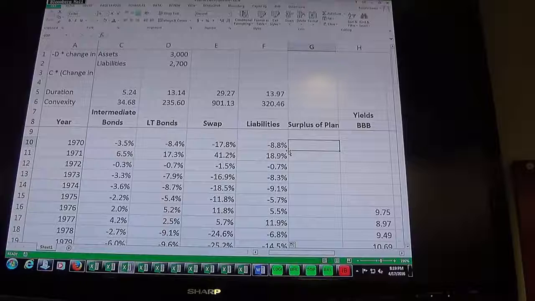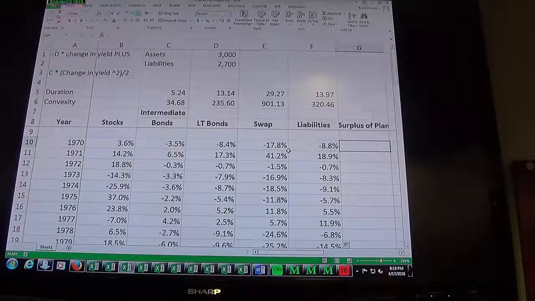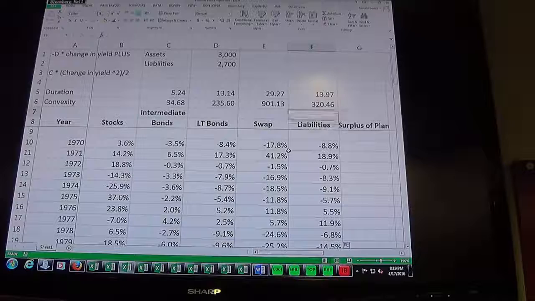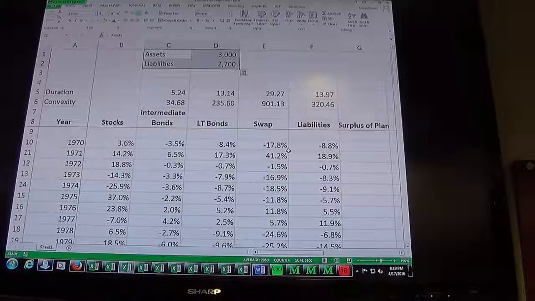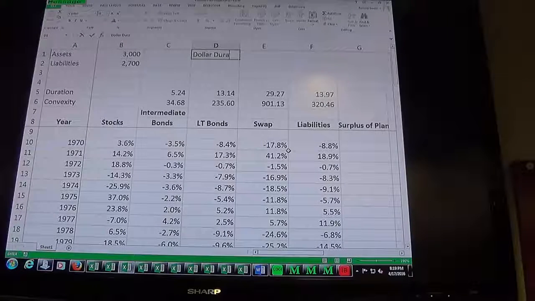This is the tricky part. You may have to set this up in dollars. I'll have to turn it off and see. But all right, so we got this formula set up. So what we need to do is figure out our dollar duration gap.